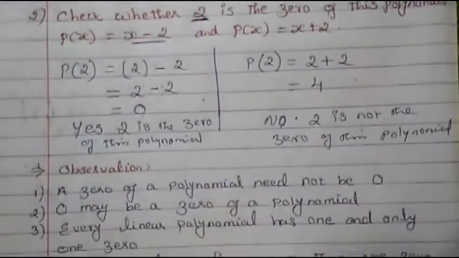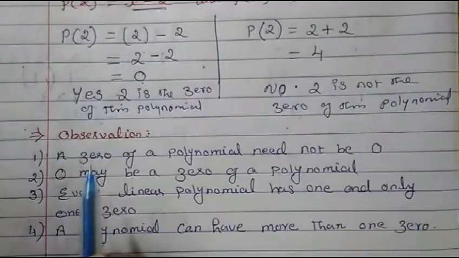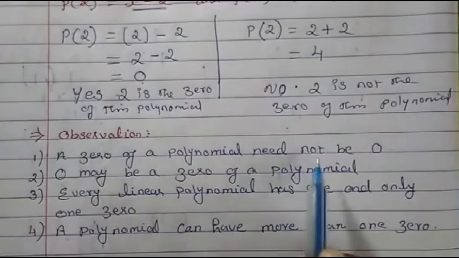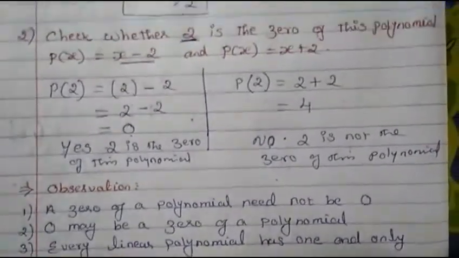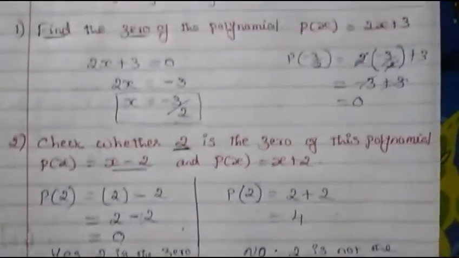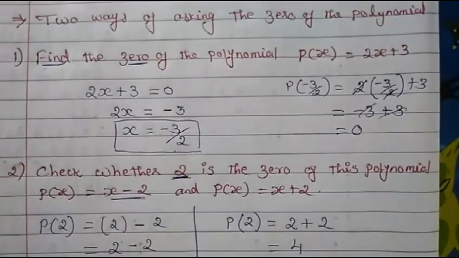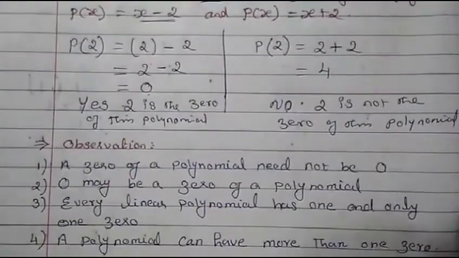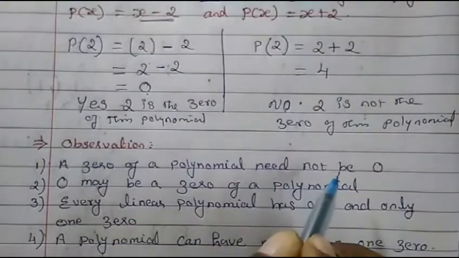Now let's see the observations. This is very important because objective type questions can be asked. A 0 of a polynomial need not be 0. So here you saw that 2 is the 0 of this polynomial, and in this case minus 3 upon 2 is the 0 of this polynomial. So the 0 of a polynomial does not mean it has to be 0. So a 0 of a polynomial need not be 0.